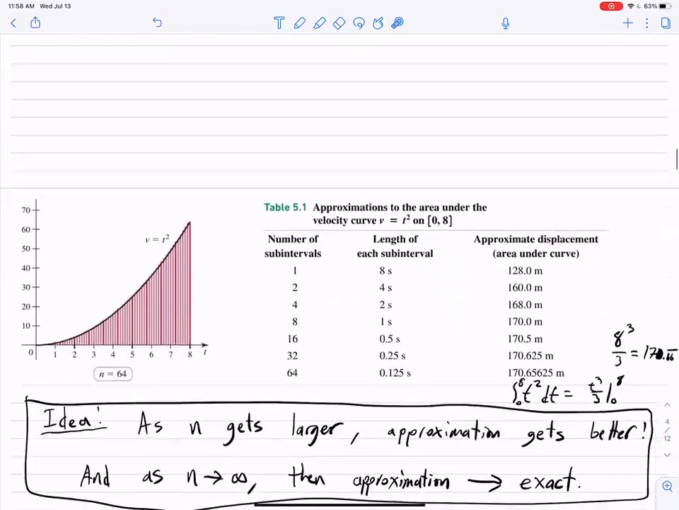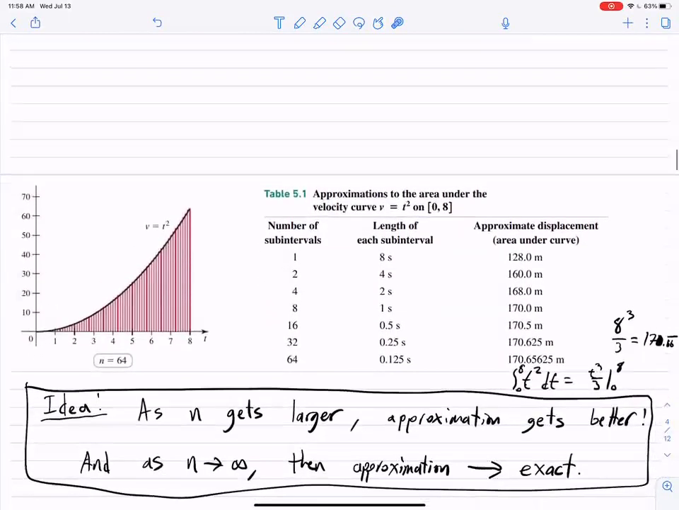And then here's a picture of what happens as you get the number of subintervals all the way to 64. It gets to 176.565. And so it looks like it's approximating really close. The actual answer is 8 cubed over 3. And we're going to learn how to do this in section 5.3. This is going to be the fundamental theorem of calculus. So you can just ignore this for now.